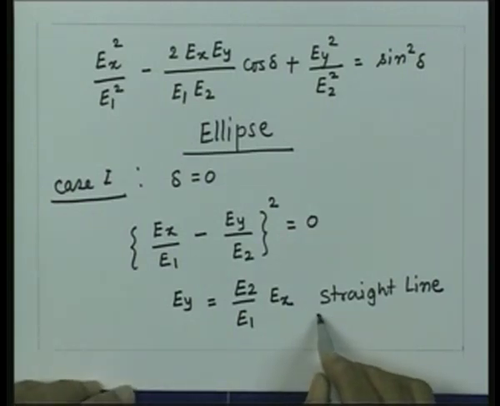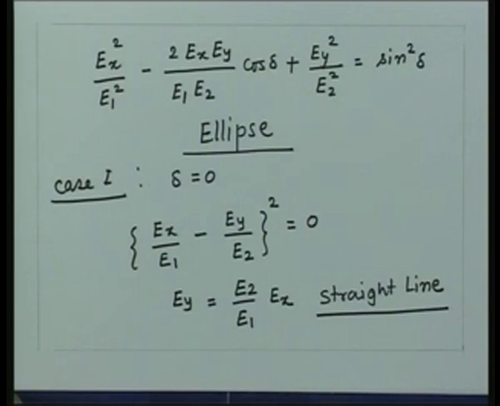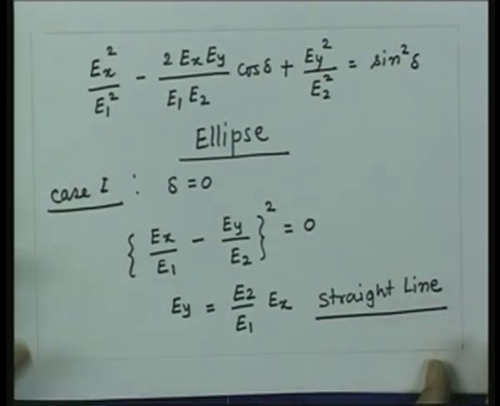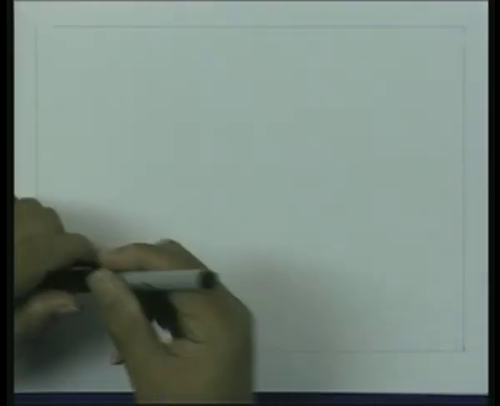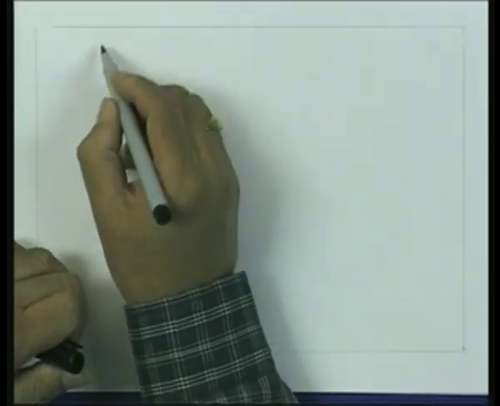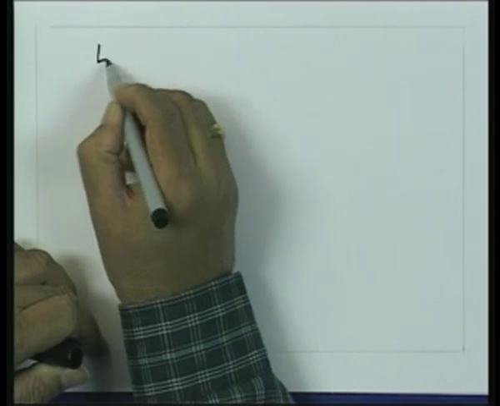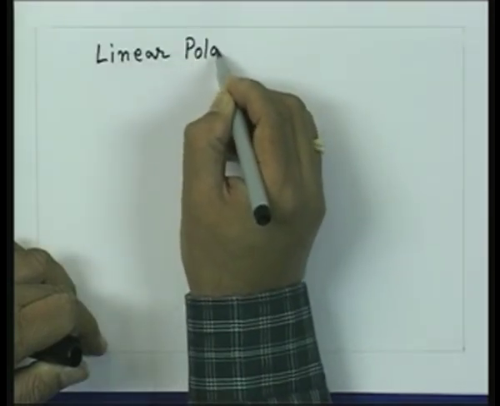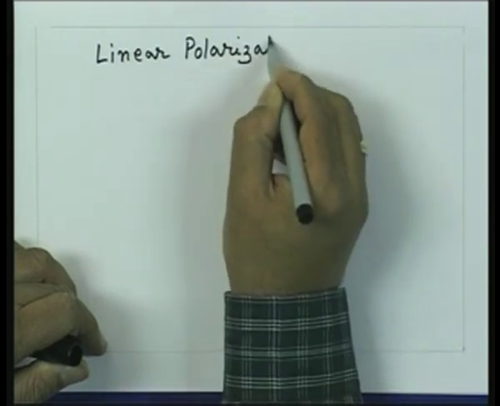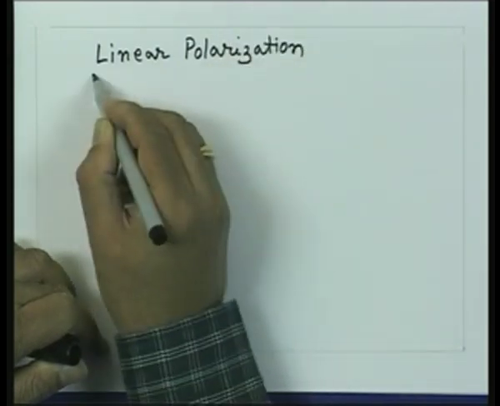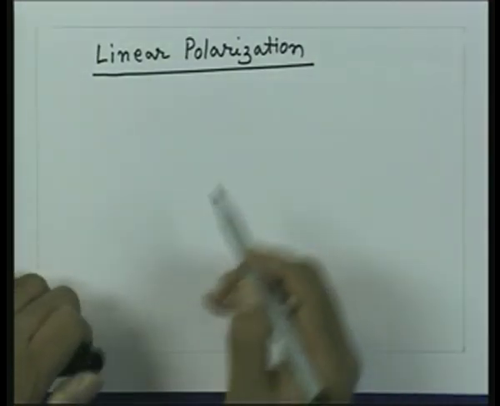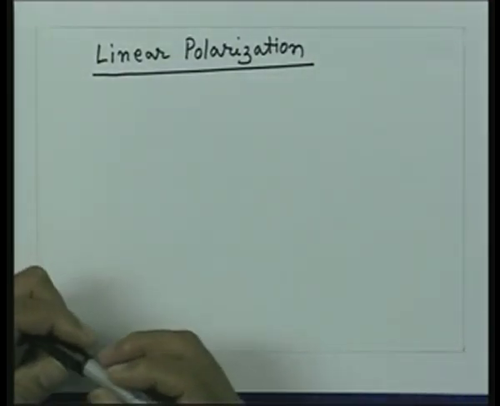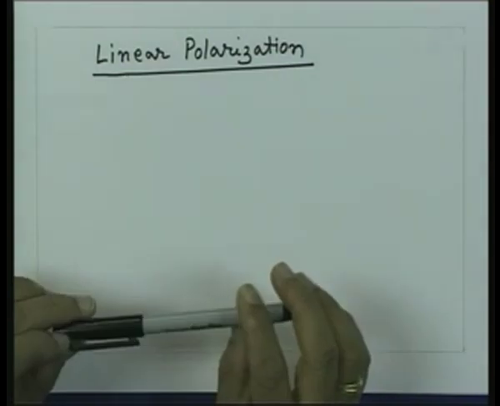Since the tip of the electric field vector is now drawing a straight line, we call this polarization as the linear polarization. So, one of the cases of the wave is what is called a linear polarization, and the condition to obtain linear polarization is that the phase difference between the two electric vectors should be 0.